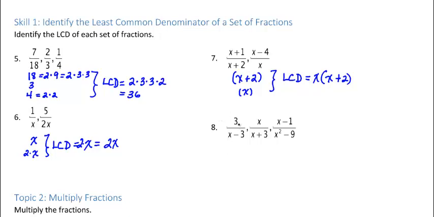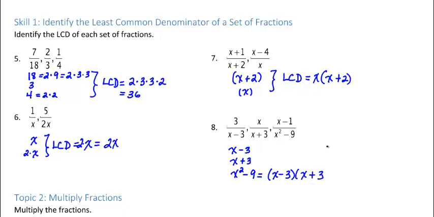And in number 8, we have 3 divided by x minus 3, x divided by x plus 3, x minus 1 divided by x squared minus 9. So we begin by factoring the denominator that needs to be factored. So the x minus 3 can't be factored, x plus 3 can't be factored, but x squared minus 9 is a difference of two squares, so that is x minus 3 times x plus 3.